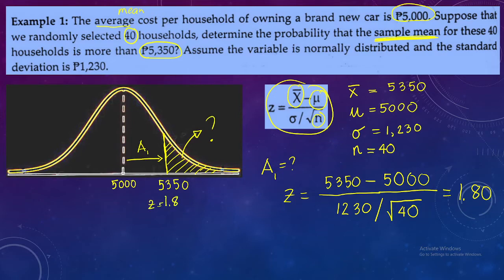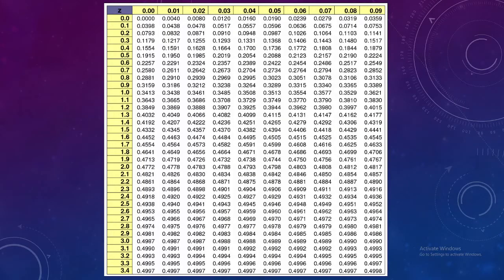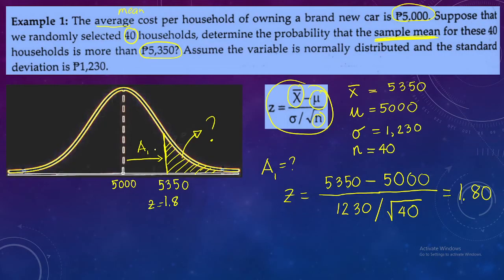Now let's go to our table of z values. So this one. What is the value of 1.80 or 1.8? What is the value of 1.8? 0.4641. Okay, so this is area 1. 0.4641. So this area is this part over here.